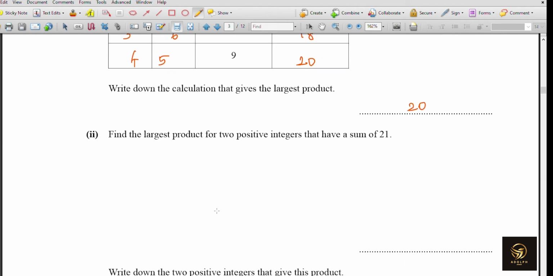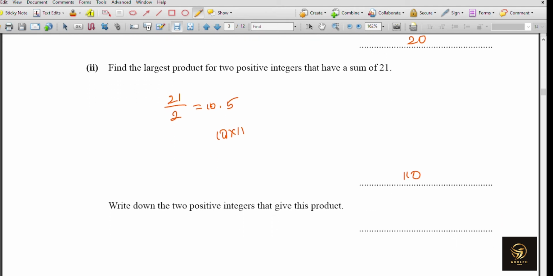So I told you already. So what you have to do, 21, if you are going to divide by 2, it is nothing but 10.5. 10.5 in the sense, you know what the two numbers are that you have to take. It's 10 into 11. So the product value is going to be 110. Write down the two positive integers that give this product. It is 10 into 11. Keep that in your mind. It should be consecutive. Then only you will get the maximum.